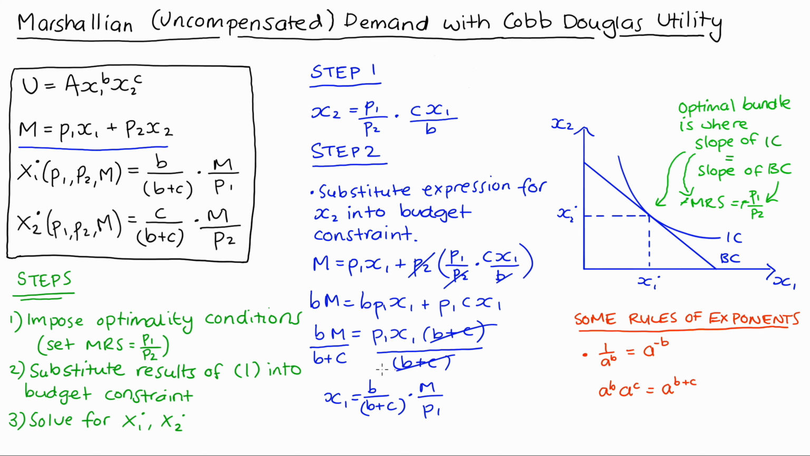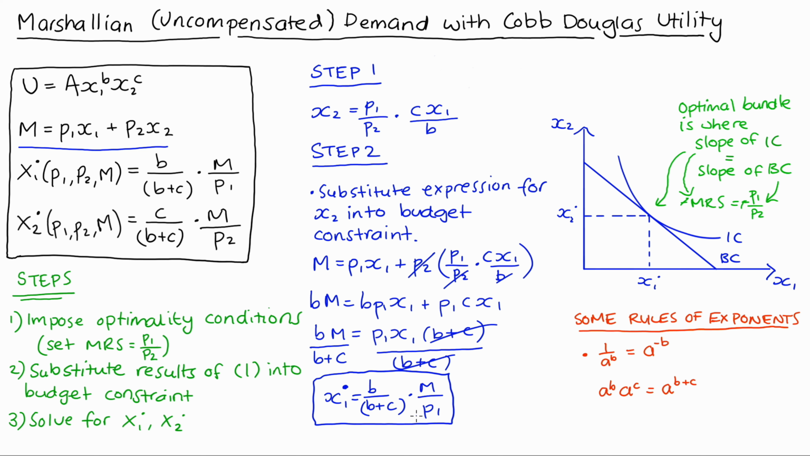So this here is X1 star, our optimal quantity. That's the quantity of X1 that our consumer should buy. And this is our Marshallian demand for that good, for X1. We have this optimal quantity as a function of prices and our income M.